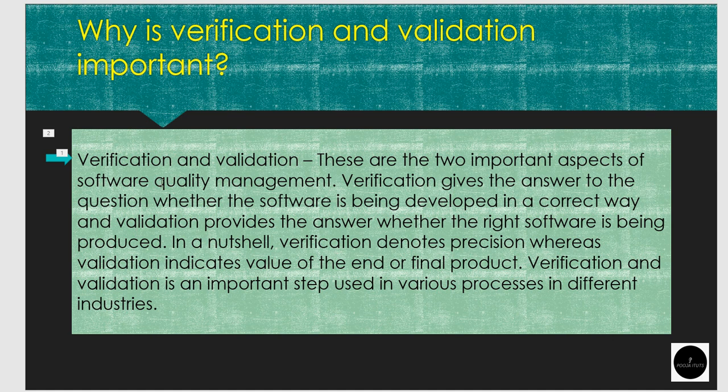So now let's see why verification and validation are important. These are the two important aspects of software quality management. Verification gives the answer to the question whether the software is being developed in the right way, and validation provides the answer whether the right software is being produced. In a nutshell, verification denotes precision, whereas validation indicates the value of the final product. Verification and validation are important steps used in various processes in development in different industries.